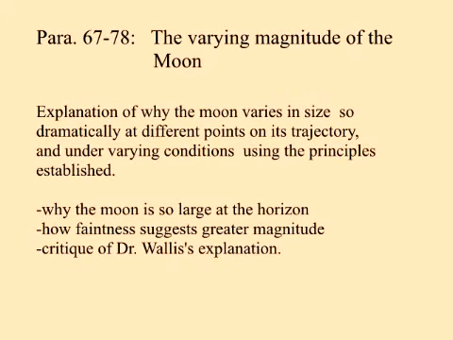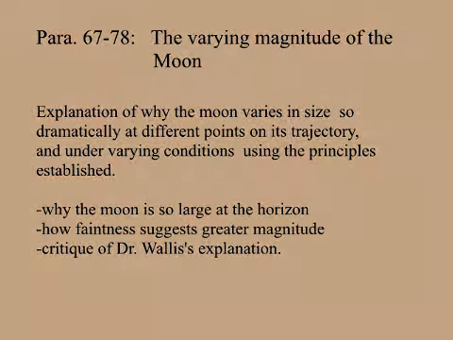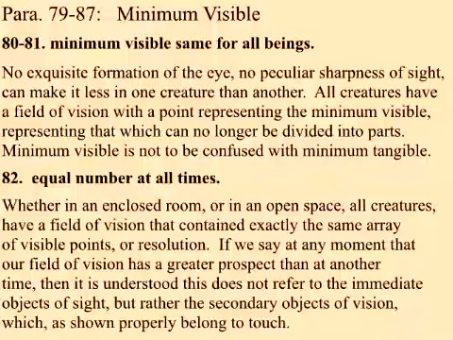Now, paragraphs 67 to 78, he goes into a fairly involved discussion of the varying magnitude of the moon, explaining why the moon varies in size so dramatically at different points on its trajectory, as well as under varying conditions, using these principles that he has established. So starting in paragraph 80, he returns to the concept of the minimum visible. And now that he's established this clear distinction between what we touch and what we see, he can bring a lot more light to the concept of the minimum visible.